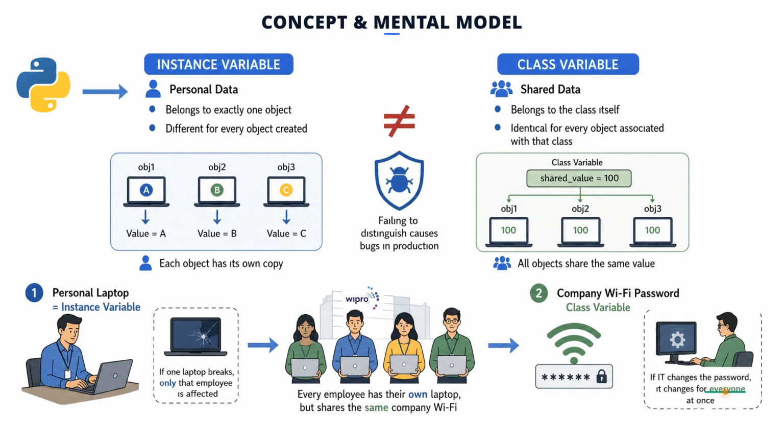The core takeaway is that personal items are instance variables while shared items are class variables. Next, we will explore exactly where we write these specific variables in our code structure to make this happen.